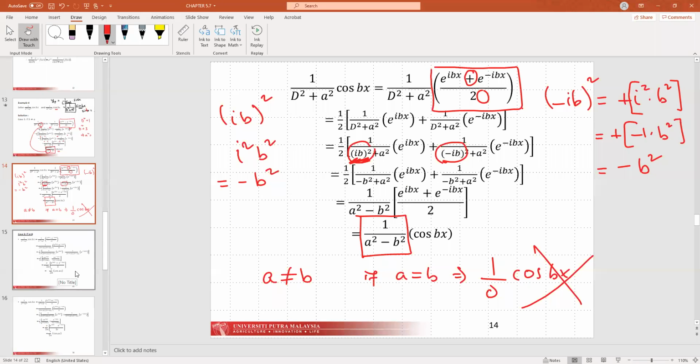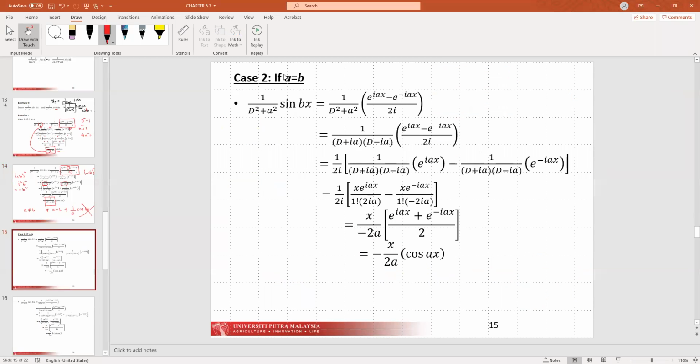Alright. Kemudian, if you have A is equals to B. A sama dengan B. So, B sama dengan A. So, saya gantikan. So, sin of bx sama dengan sin of ax. Okay. Kemudian saya guna yang expansion untuk sin x, which is just e to the iax minus e to the minus iax divided by 2i. Sama dengan yang ni.